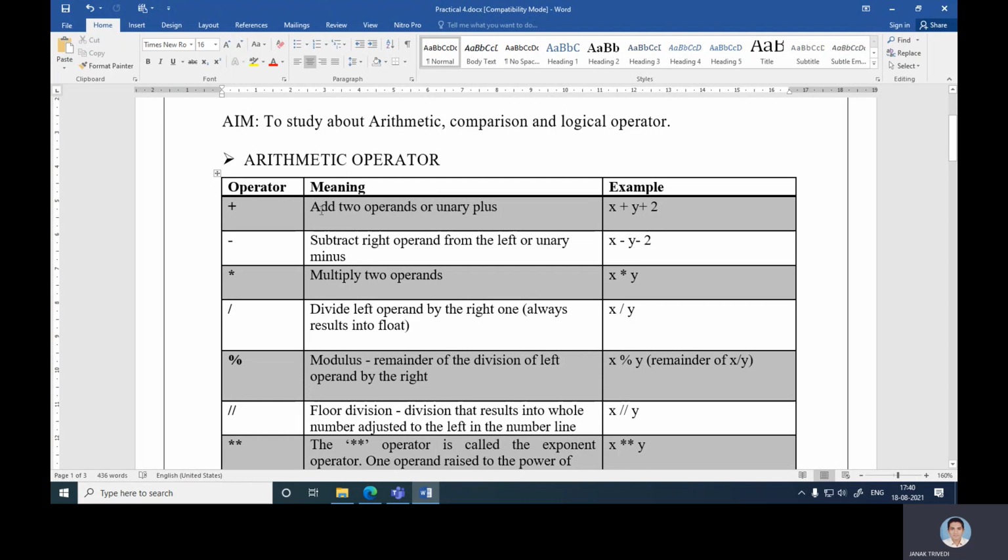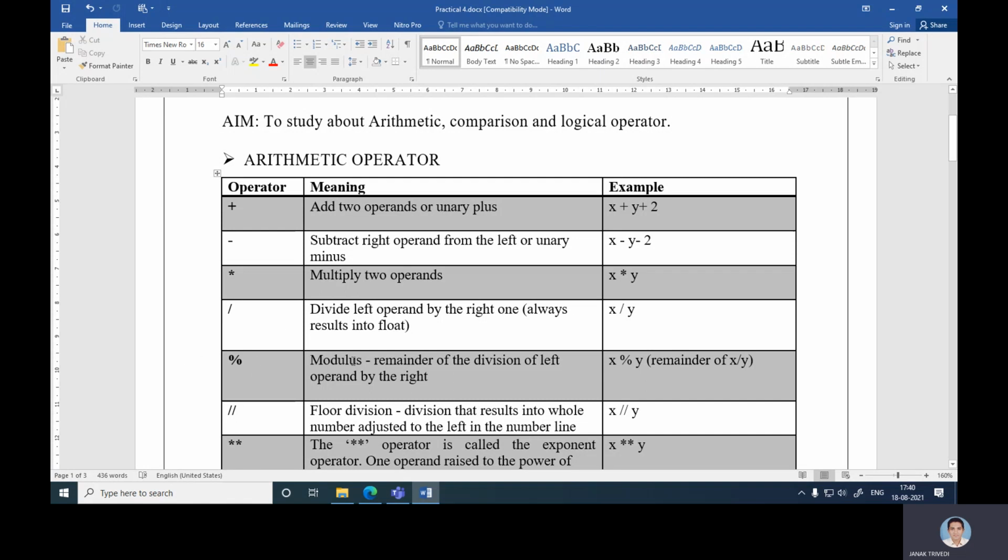All these operators are explained. The plus is addition of two operands, or unary plus. Then is the example. Then is subtraction, right operand from the left, or unary minus. Multiplication multiplies two operands. Then this is division, divide left operand by the right one. Always result in a float.